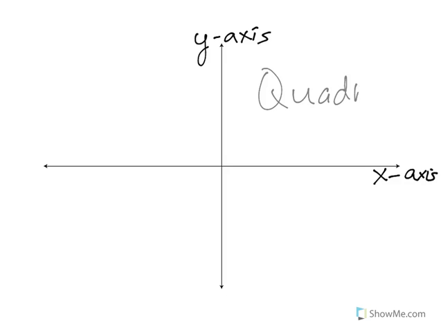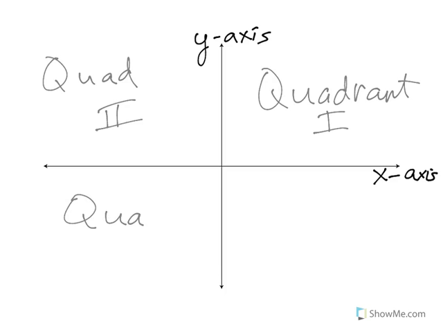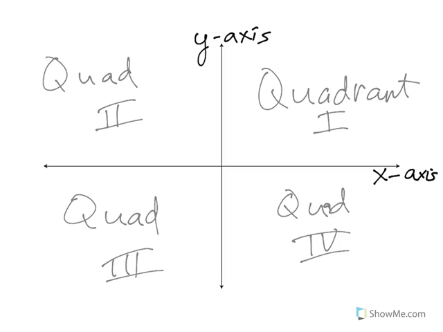So let's just point this out. Our horizontal axis is the x-axis. The vertical axis is the y-axis. And it's broken into four pieces. These are called quadrants. It starts in the upper right, and this is quadrant 1. And then we go counterclockwise. So here is quadrant 2, working down to quadrant 3 in the lower left. And then in the lower right, we have quadrant 4.